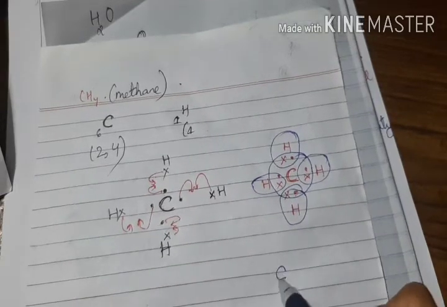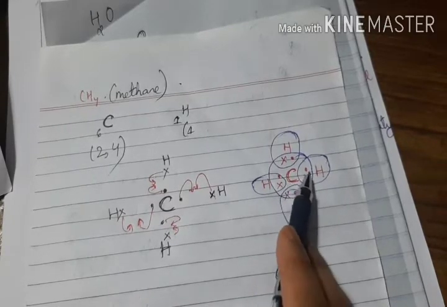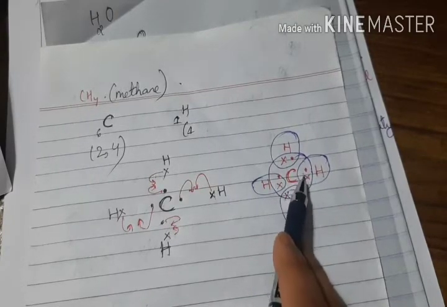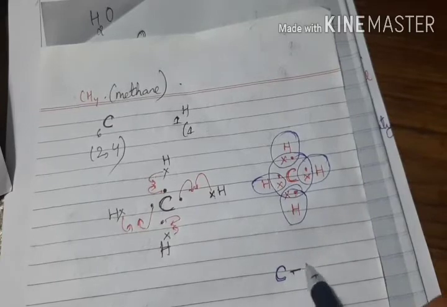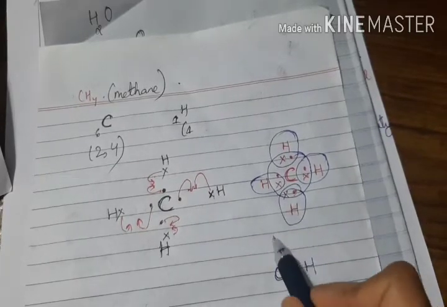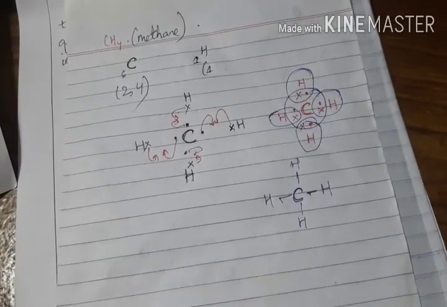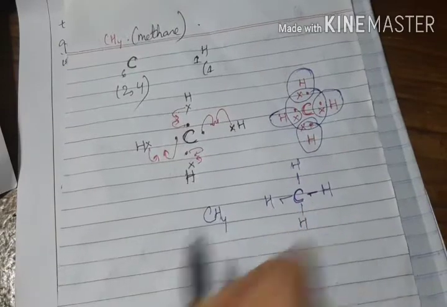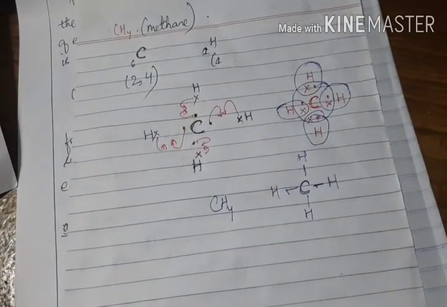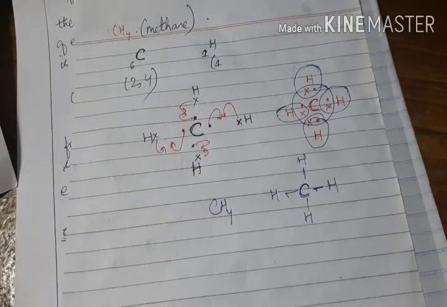So let's try to write the bonds. Carbon, one pair of electrons, so one bond. Hydrogen, one pair here, another pair here, another pair here. Understood this one? So it can be written as CH4. This is methane, the name is methane.